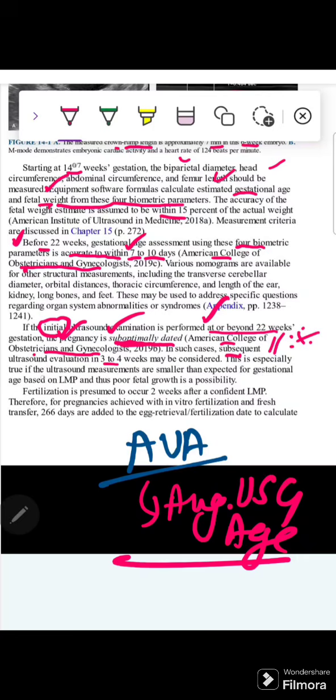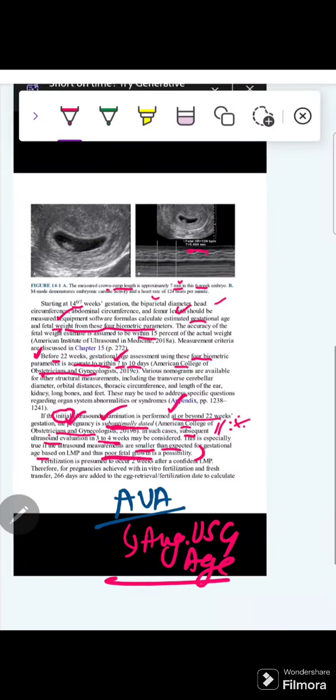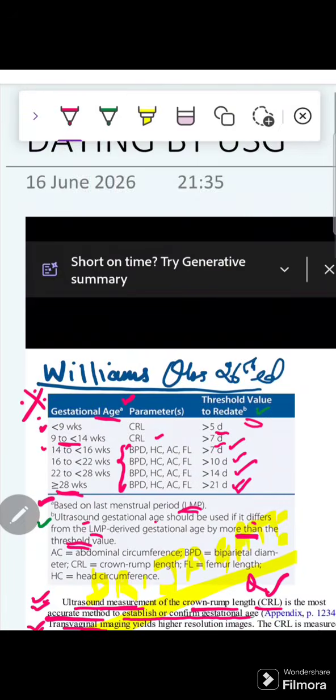In these cases, a subsequent ultrasound has to be done in 3 to 4 weeks, especially when you see that the ultrasound measurements are smaller than expected for the gestational age, and you are suspecting an FGR. So to rule out or to confirm, you are supposed to repeat an ultrasound again in 3 to 4 weeks. So this is all about dating using ultrasound.